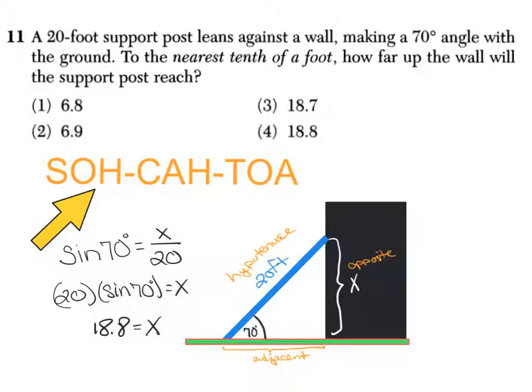So we have our sine, which is opposite over hypotenuse. This means we have the sine of 70 degrees is equal to x over 20. So to solve this, it's x divided by 20, which means we want to multiply both sides by 20 to isolate the x. So multiply both sides of the equation by 20, and we'll get x equals 20 times the sine of 70 degrees. If you type that in your calculator, make sure you're in degree mode first, you should end up with 18.8 after you round to the nearest tenth.